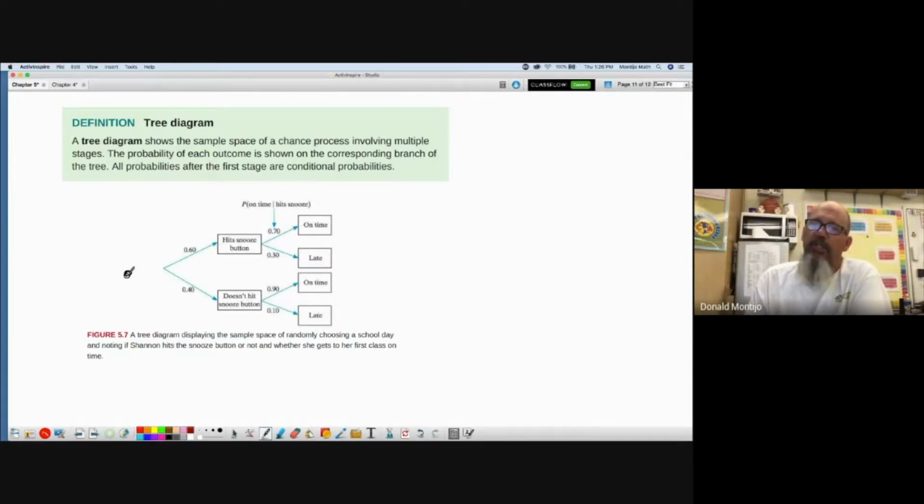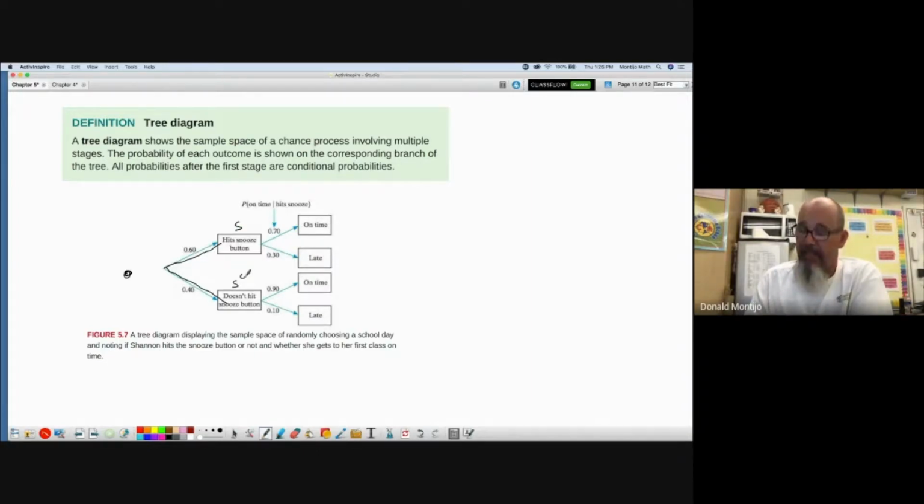What are the choices? It's not always 2, sometimes it's 3, 4, or 5. But what can happen when your alarm goes off? 2 things. Either you hit the snooze button or you don't hit the snooze button. We know from previous experience that the probability that Shannon will hit the snooze button is 60%. So the probability of hitting snooze is 0.6. Therefore, the complement of hitting the snooze button would be not hitting the snooze button. So you want to think of this as S and this as the complement of S.